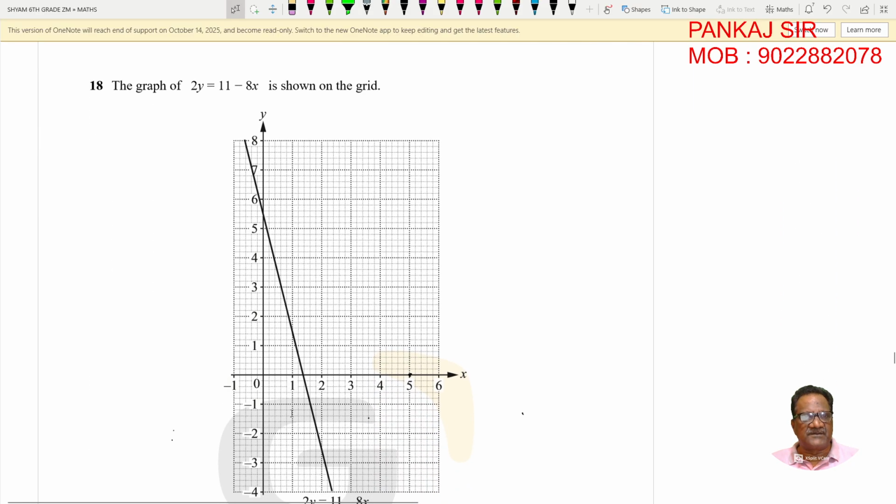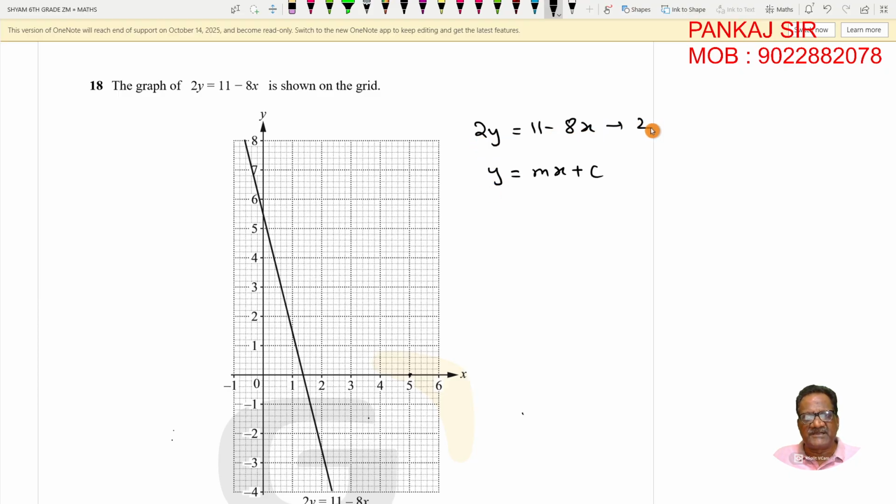Next question is question number 18. It says the graph 2y is equal to 11 minus 8x is shown over here. Now let us do a little working. 2y is equal to 11 minus 8x, right? Compare this with y is equal to mx plus c. So if you want to do comparison, first I'll divide this particular equation throughout by 2. What will happen? y is equal to 11 upon 2 minus 8 upon 2 x. If I rearrange, this will be y equal to minus 4x plus 11 upon 2, how much is that?